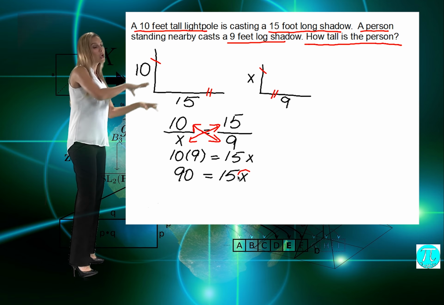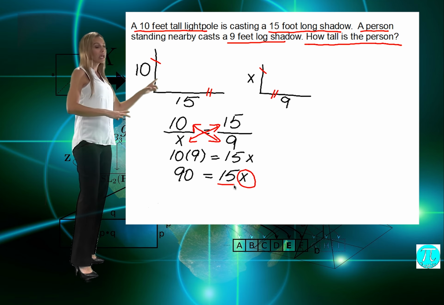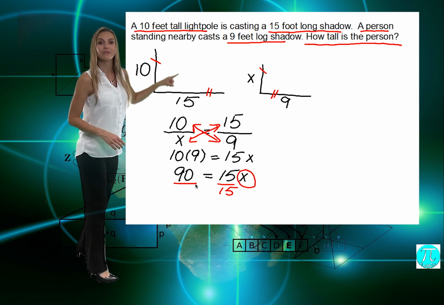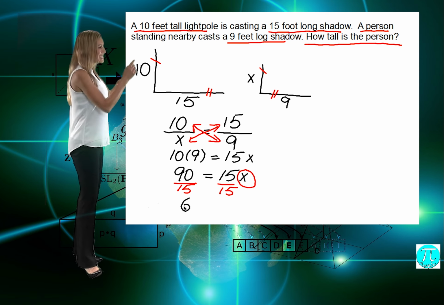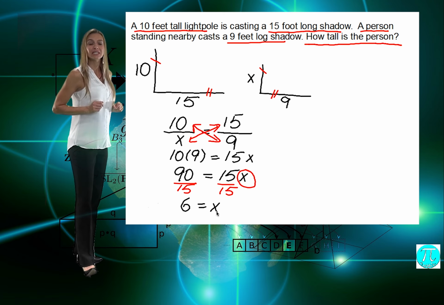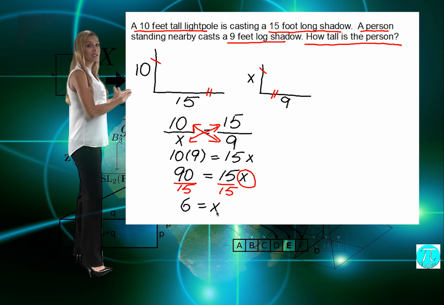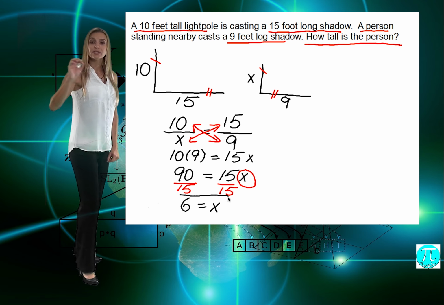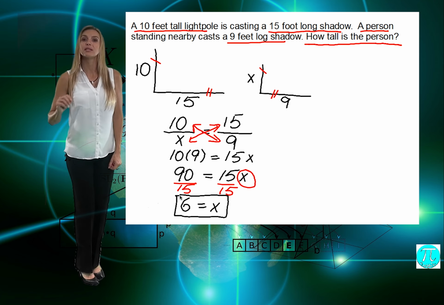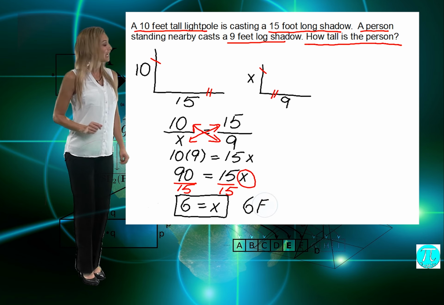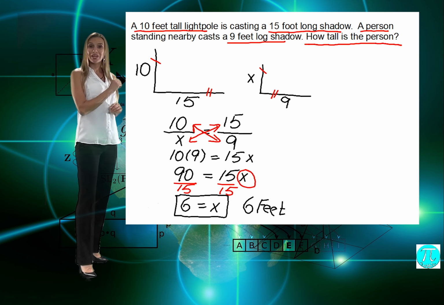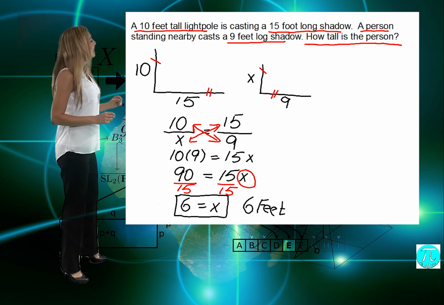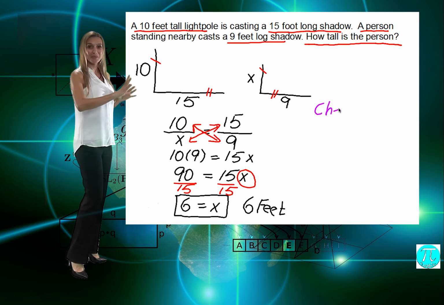Now remember, we're solving for the x. So we have to get rid of the 15 by dividing. What we do on one side, we do on the other side. And 90 divided by 15 is 6, and 6 is equal to x. So we're saying that that person is 6 feet tall. Now just to make sure we are correct, we're going to do a little check. So let's do our check. We're going to set up that proportion.